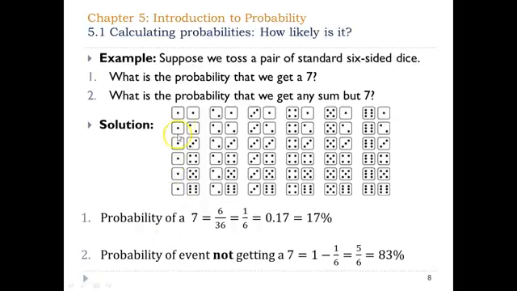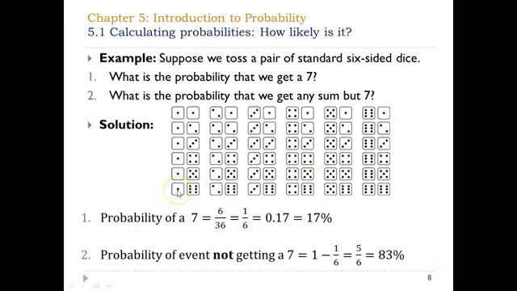In this picture we have displayed two different dice with possible outcomes. So here this is one die came up with 1, the second die came up with 1 as well. Here we have one die comes up with 4, the other die comes up with 4 as well.